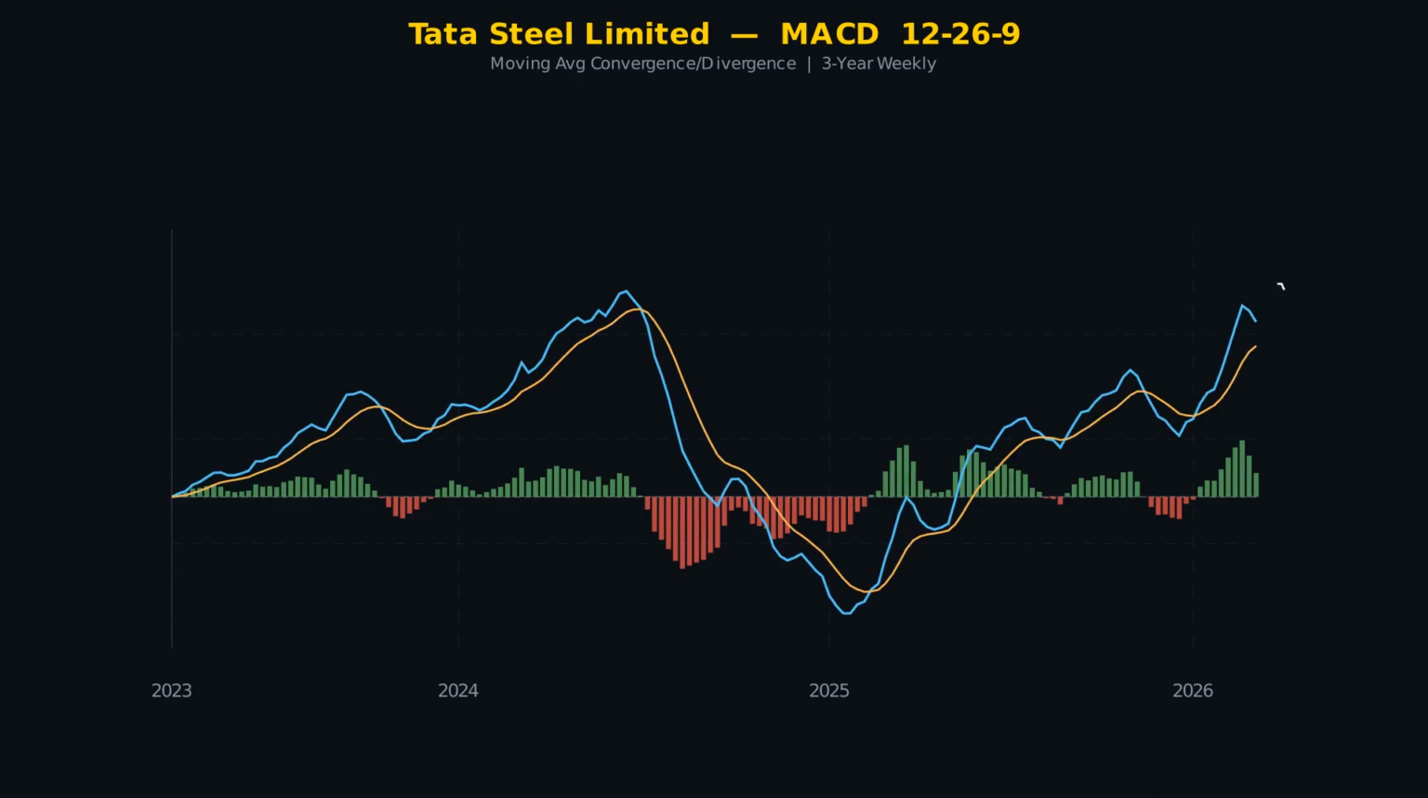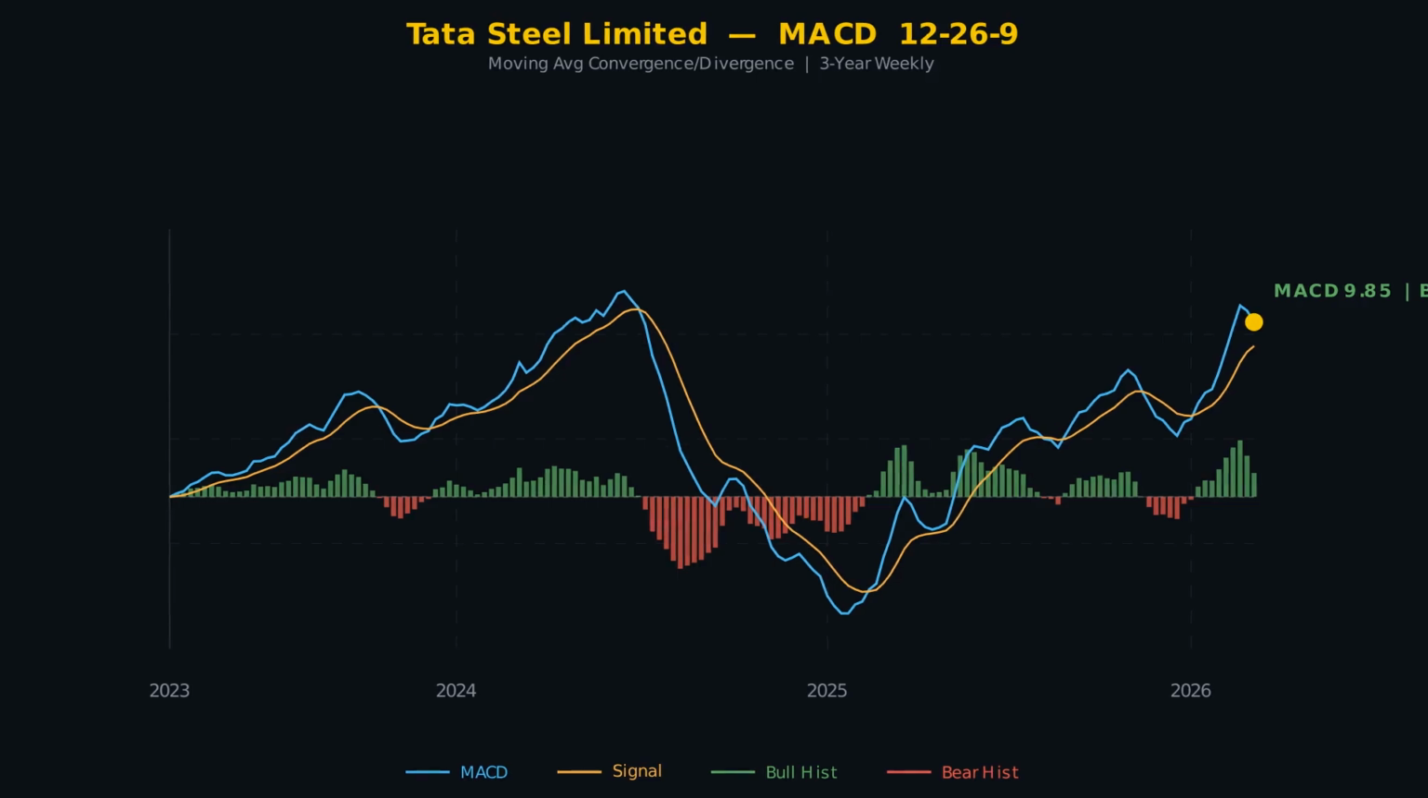Red bars mean bearish momentum. Currently, the histogram is contracting. The MACD line is above the signal line. Bullish momentum is confirmed. The MACD value is 9.85.